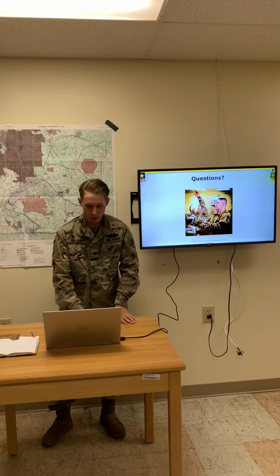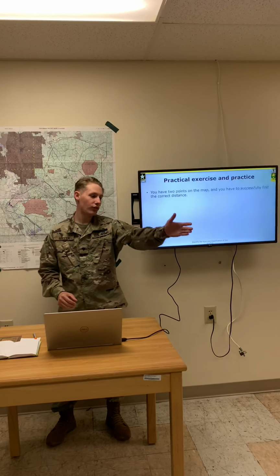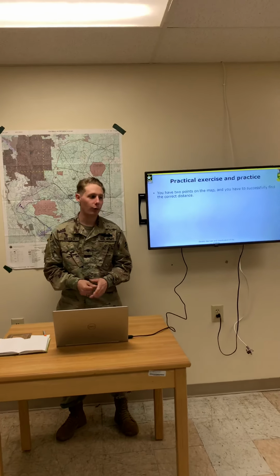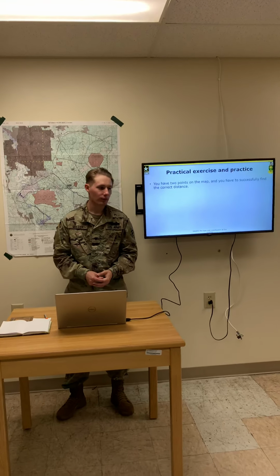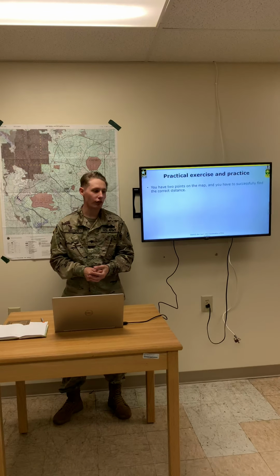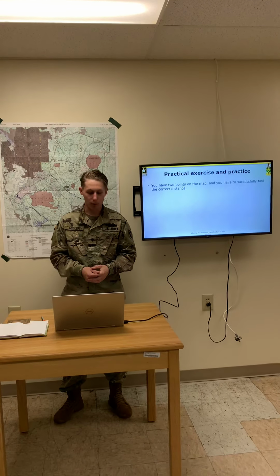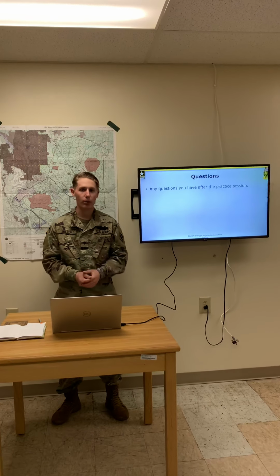All right, so we're gonna jump into our practical exercise and practice a little bit. I have a map situated over there. I would like you guys to file through and find the distance between the 2 points that I have marked on the map. All right, you guys did a good job on finding the distance between the 2 points on the map. From this, did you guys have any questions after you've actually concluded the practical exercise?